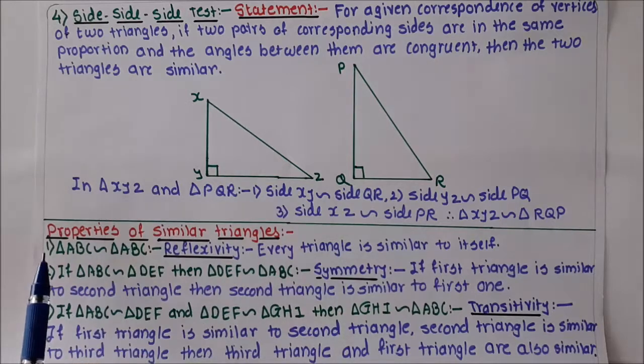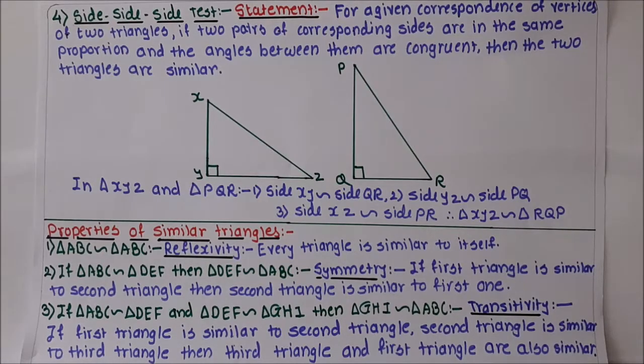Okay. Then we are going to see the properties of similar triangles. There are three properties of similar triangles. First one is reflexivity, second one symmetry, and third one transitivity. Now we will see it properly, what reflexivity is. Reflexivity is every triangle is similar to itself. Therefore, triangle ABC is similar to triangle ABC.